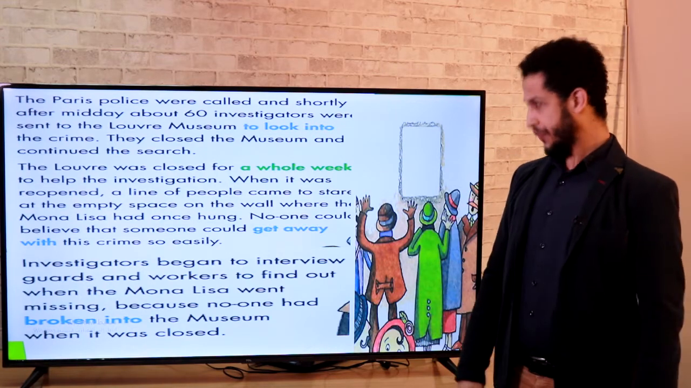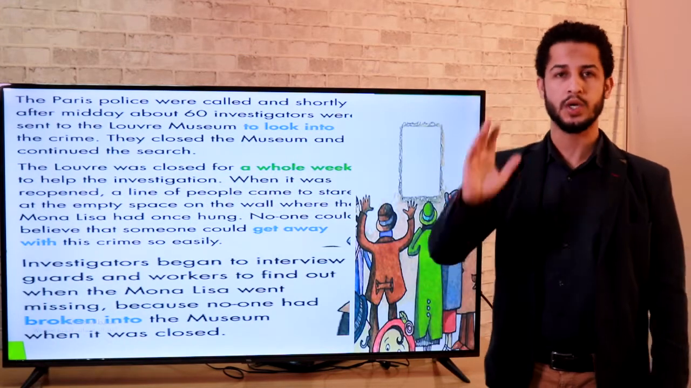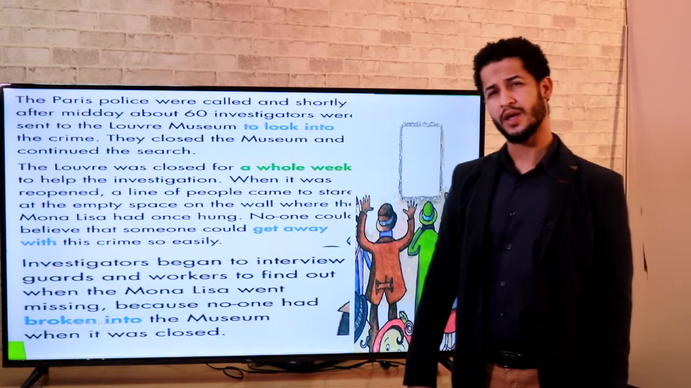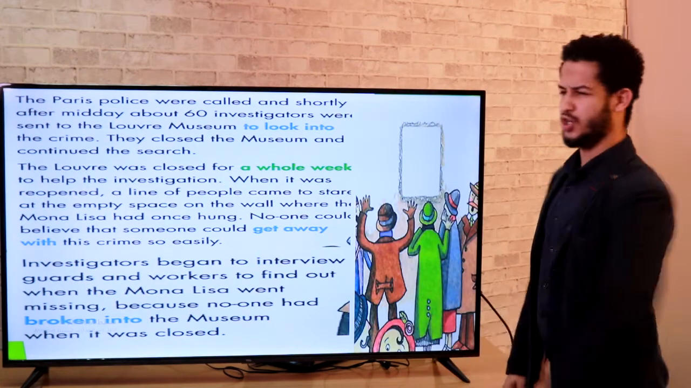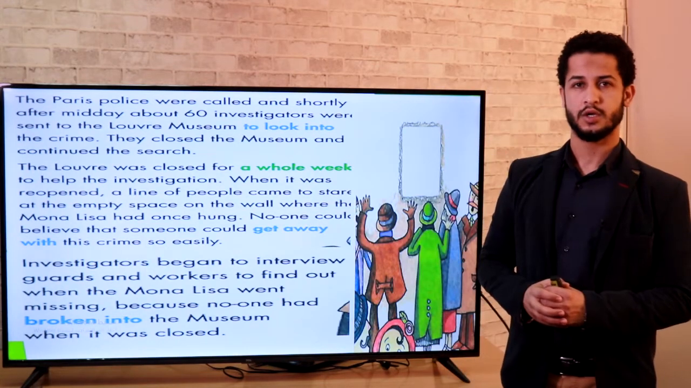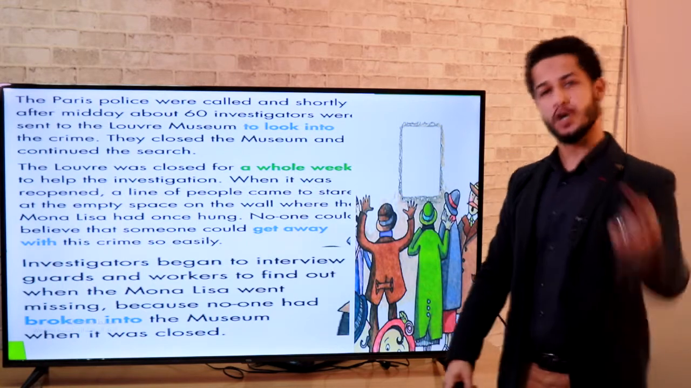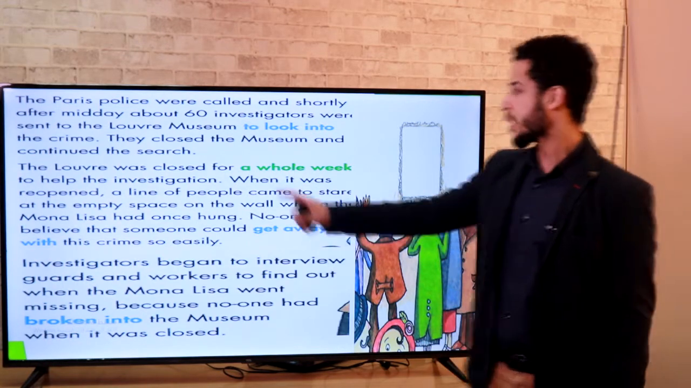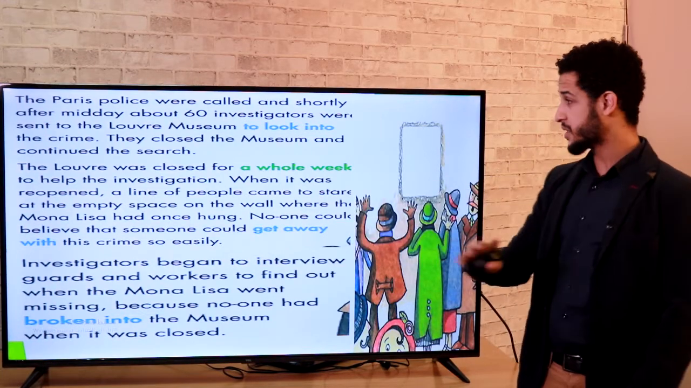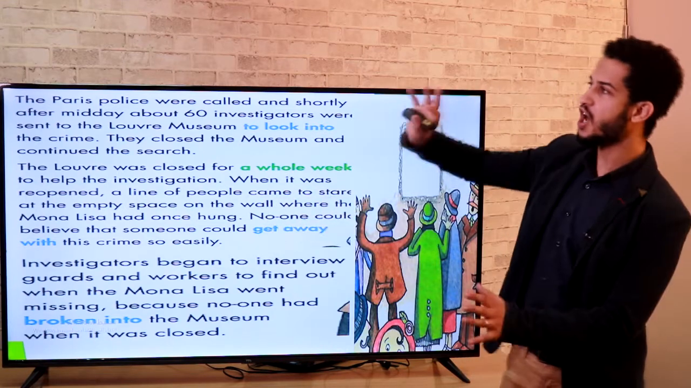The next paragraph. The Louvre was closed for a whole week. Why? To help the investigation. Investigation, yes. Collecting the information to know what happened. Okay? When it was reopened after a week, a line of people came to stare at the empty space on the wall where the Mona Lisa had once hung.